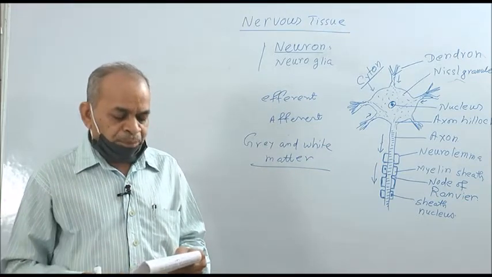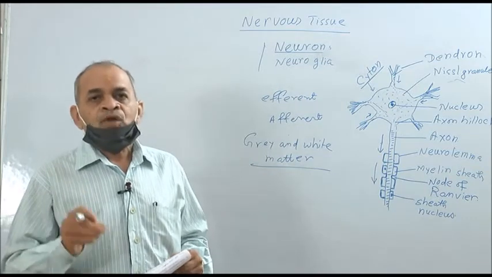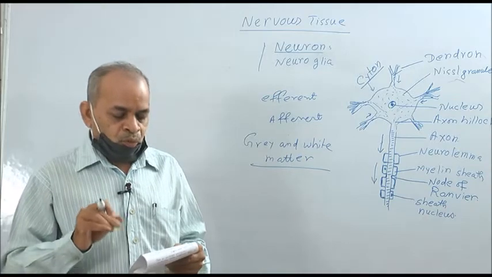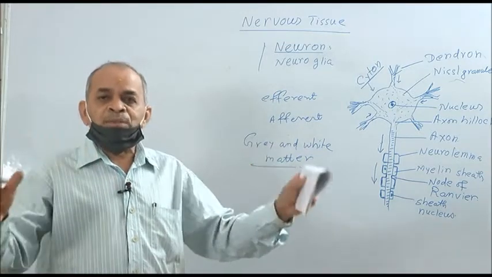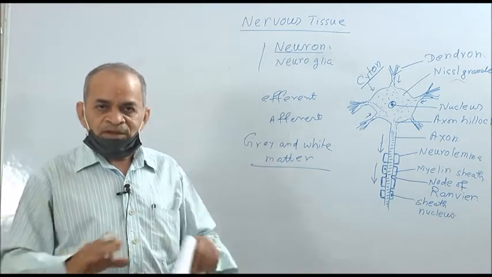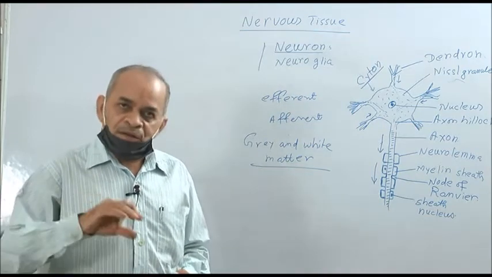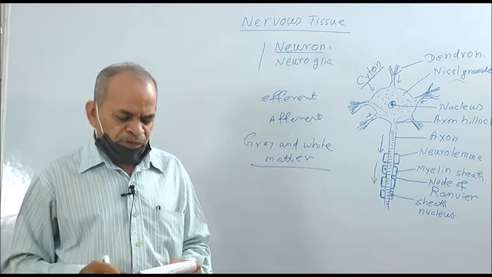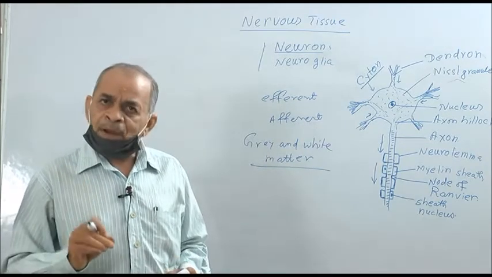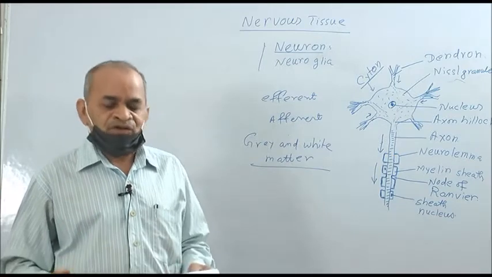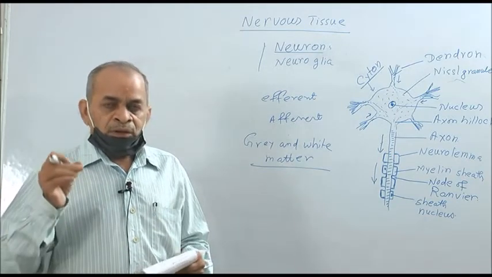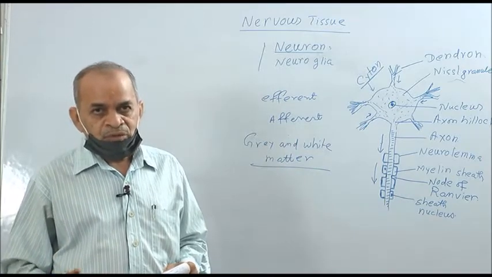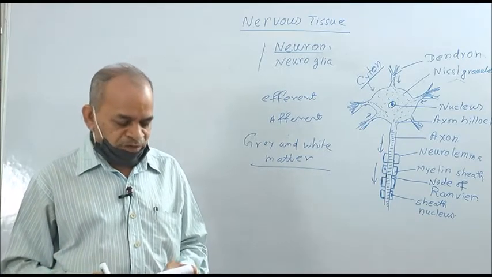In the cerebrum and cerebellum of the brain, white matter is surrounded by gray matter. In the spinal cord and other parts of the brain, it is the reverse, means the gray matter is surrounded by white matter. So, that is about the gray matter and white matter.